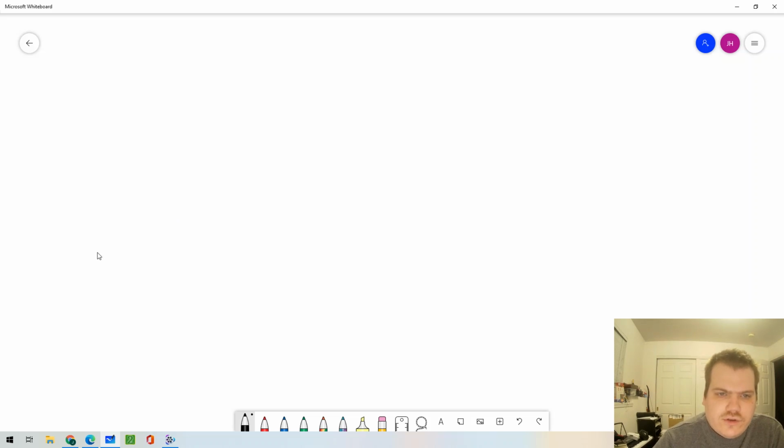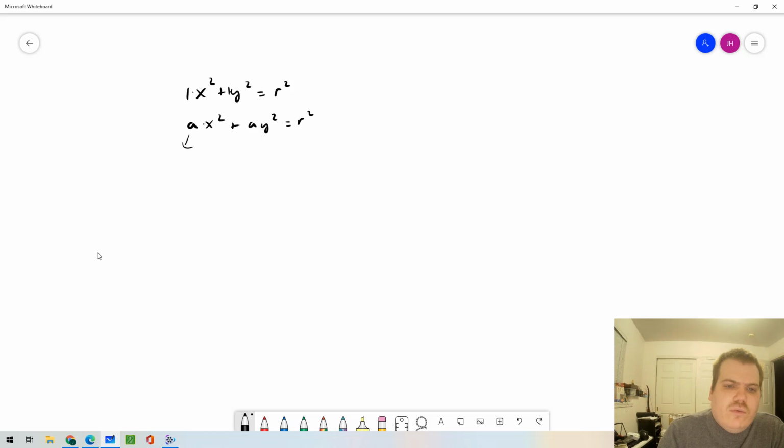Our mini series on the circle. And if you remember last time, we finished with x squared plus y squared is equal to r squared. And then we generalized this to say that this could be ax squared plus ay squared is equal to r squared, where we're allowing a to be any positive real value. In this case, it's 1, 1 and 1.